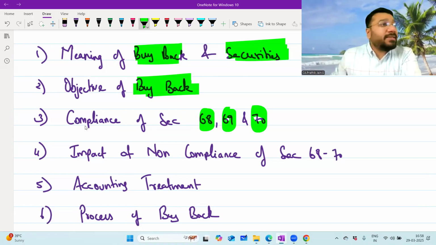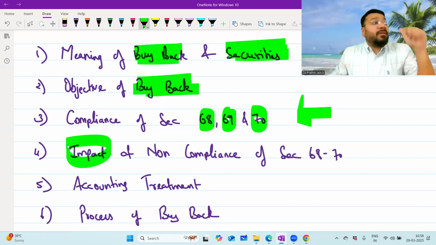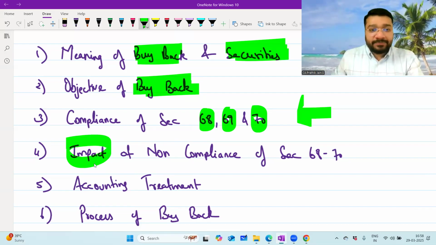So what are the compliances? What are the provisions laid down in sections 68, 69, 70, and how are they impacting the buyback is something we have to assess. The most important question is why these sections have come into the picture. If these sections are not complied with, what will be the impact, and on whom will the impact happen, is something we have to discuss.